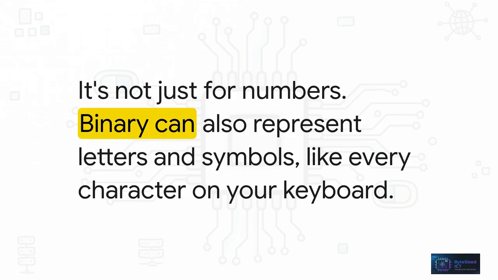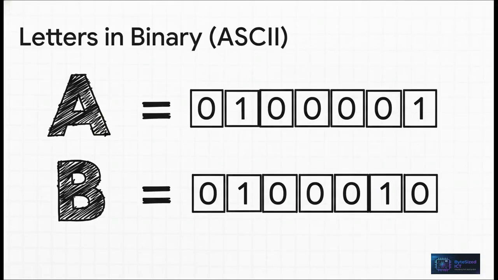By agreeing on a standard, we can give a unique binary code to every single letter of the alphabet. And this shows you exactly how it works. Using a standard called ASCII, the capital letter A is always represented by this specific 8-digit binary sequence. B has its own unique code. In fact, every single character on your keyboard has a special binary number just for it.